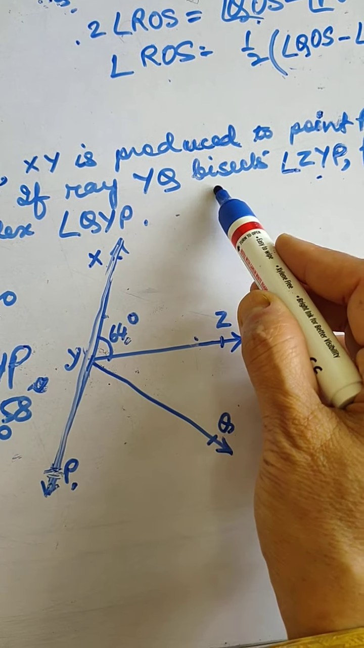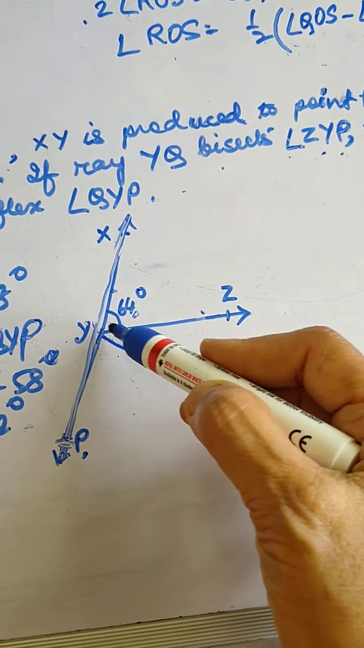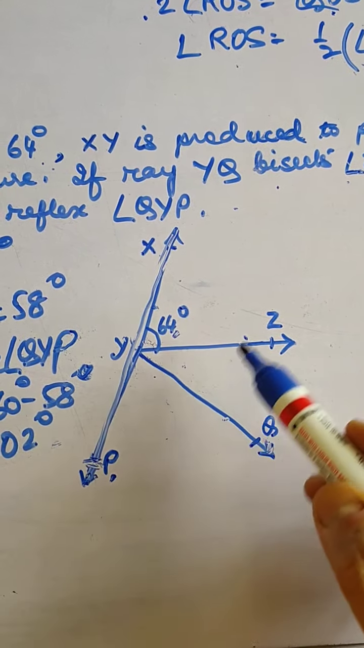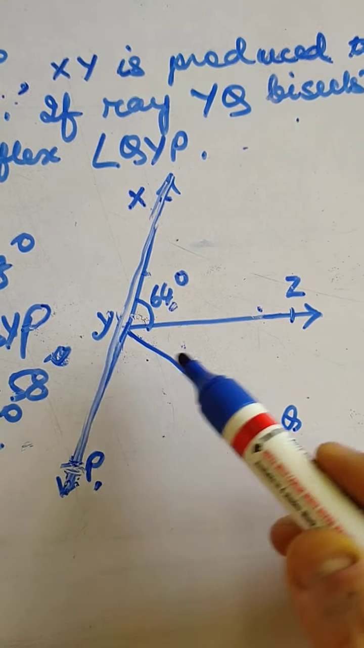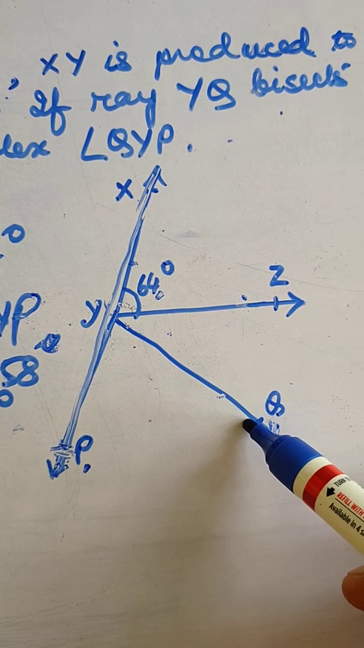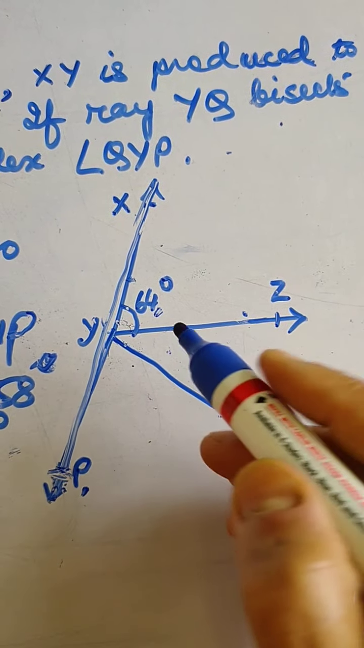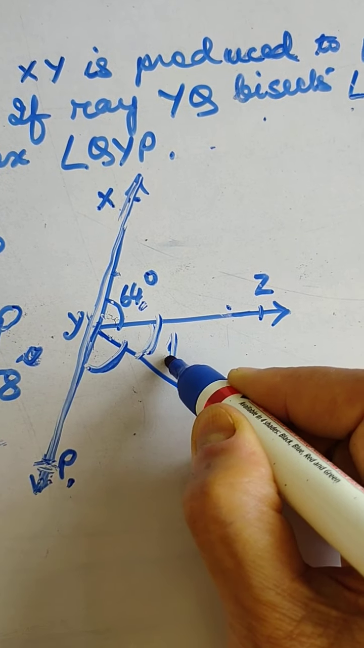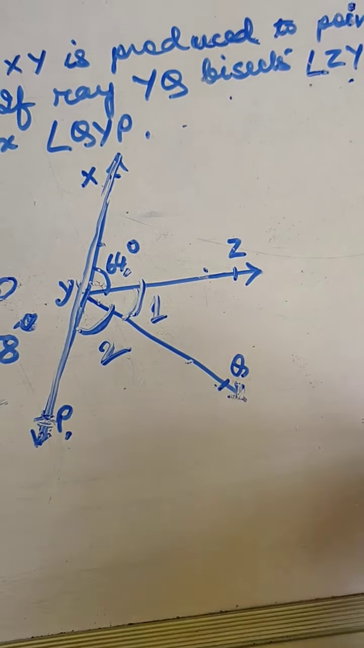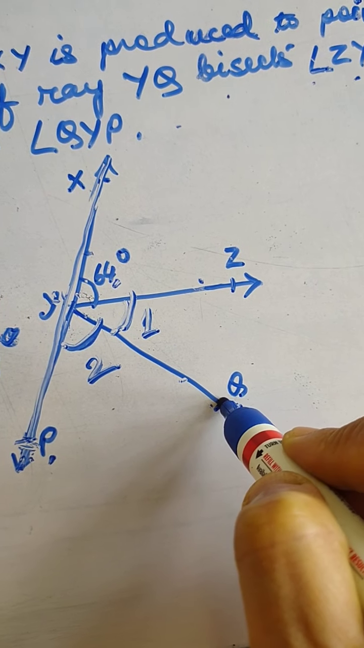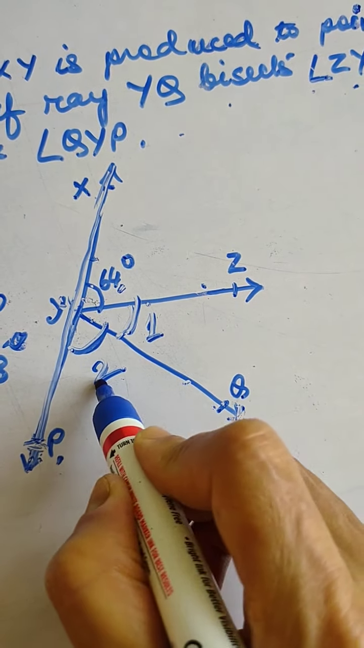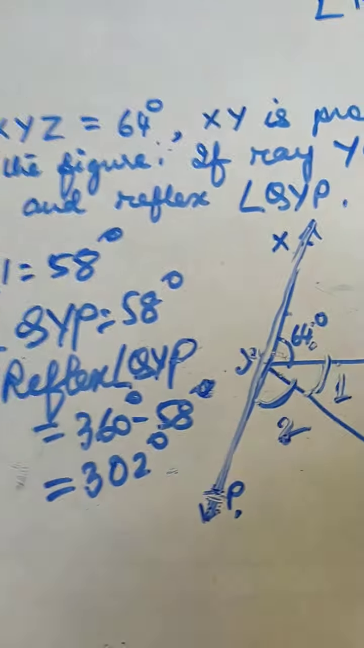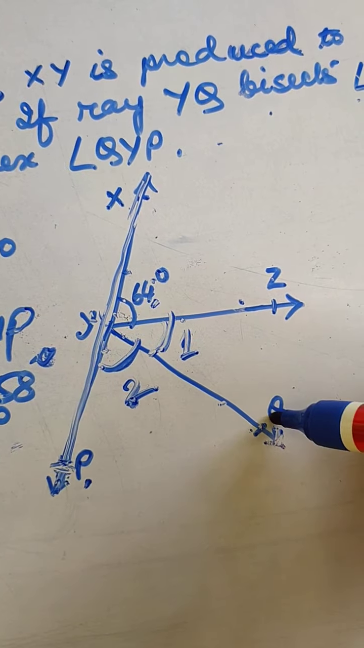Now if ray YQ bisects ZYP, so here this is your YQ, obviously it will originate from Y. YQ bisects ZYP. So if YQ is the angle bisector of ZYP, then what you get? You get these two angles as equal. So you can name this angle as 1, this angle as 2. So we can say, since YQ is the angle bisector, then angle 1 will be equal to angle 2. Now this is your 64 degree. Then they asked us to find out angle XYQ, that means the whole angle.